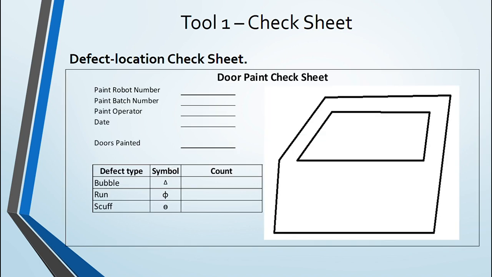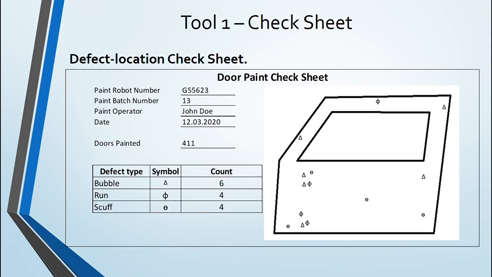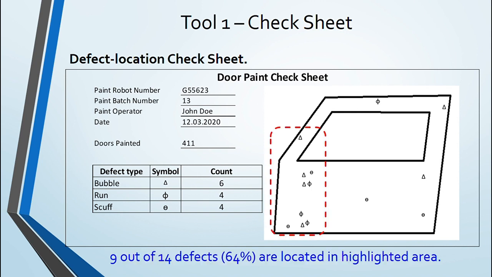This is a door paint check sheet having a sketch of a door under inspection after paint. There are three types of defects which are observed, namely bubble, run and scuff, identified through unique symbols. Now, when 411 doors are inspected on any given date, 14 defects occurred, which are marked on a sketch of the door on the right. At the location of defect observation, can you see a special observation? The supervisor of the paint shop can. He sees that 64% of defects are located in the leftmost area of the door. He now knows where to focus his study for process improvement.